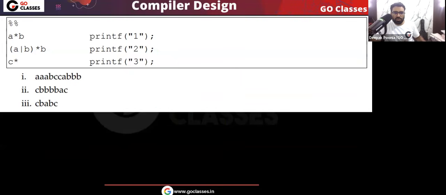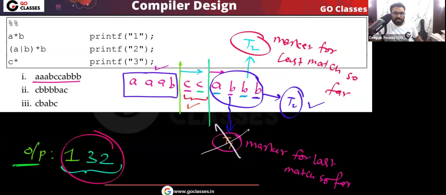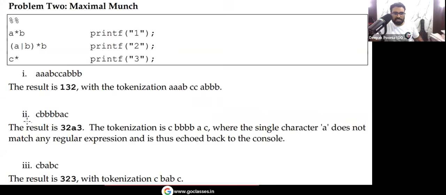Is this clear? So overall, let me tell you what will be the output for the first, the second, and the third. What will be the output? Can you tell me? You can see the answer here. I have already provided the answer. For the first, the answer was 132. Did we get the same answer, 132? Yes, we got 132.